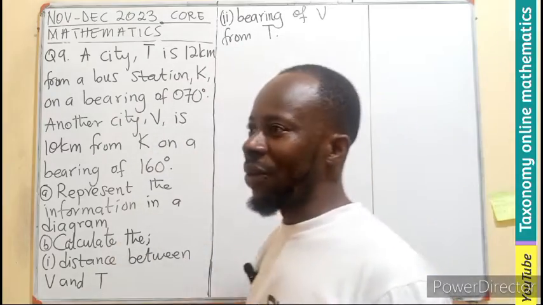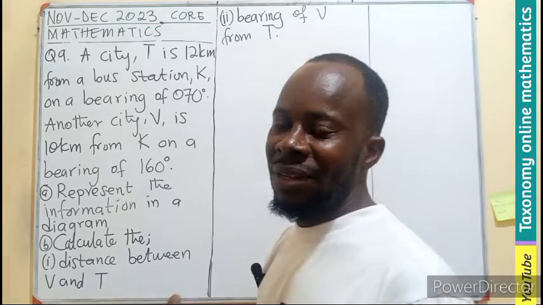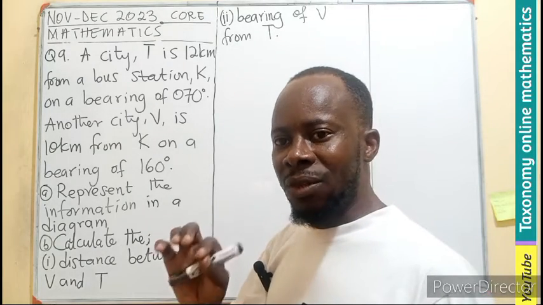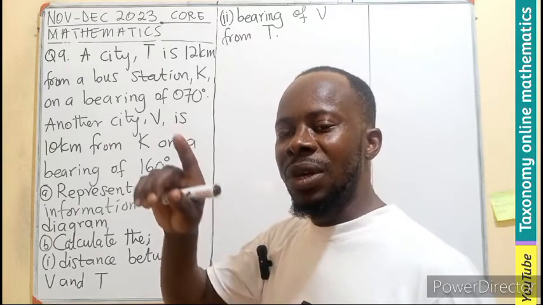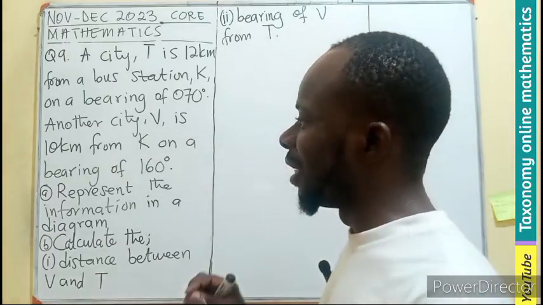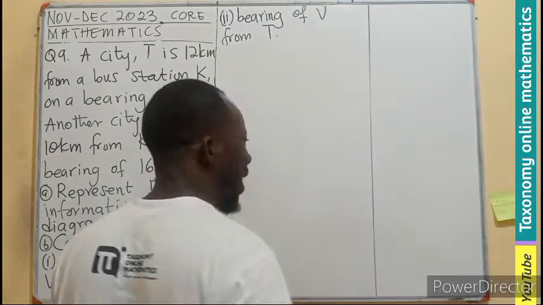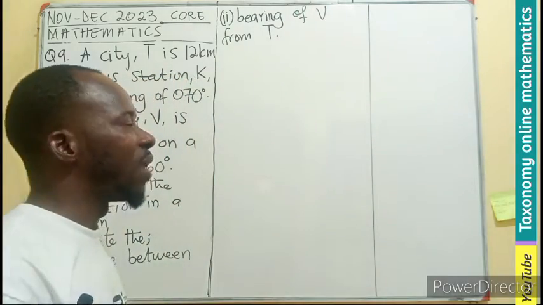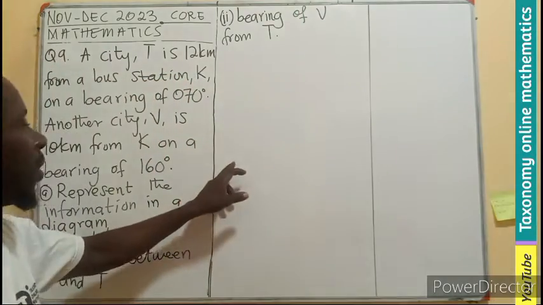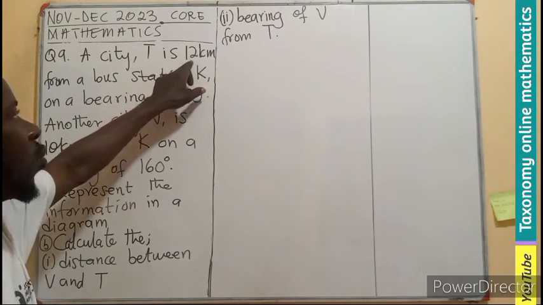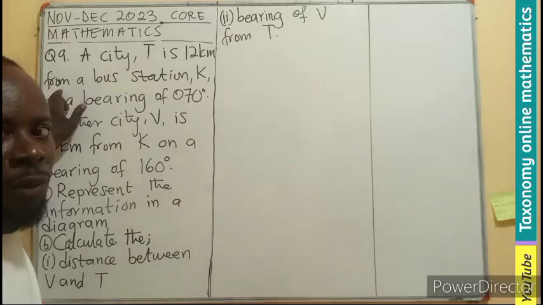So this is a bearing question. Bearings are measured in three-figure angles. It is always measured from the north in a clockwise direction. So the first thing is for us to identify the starting point. What is the starting point of our bearing or the diagram? The city T is 12 kilometers from where?